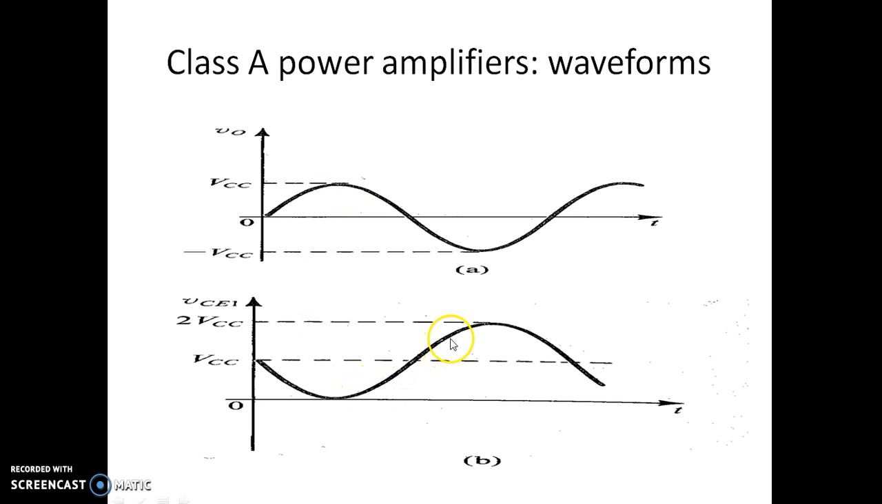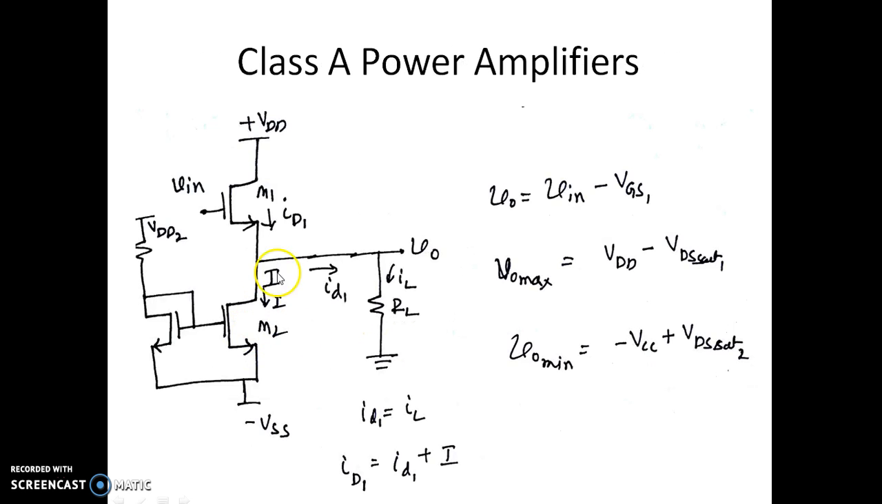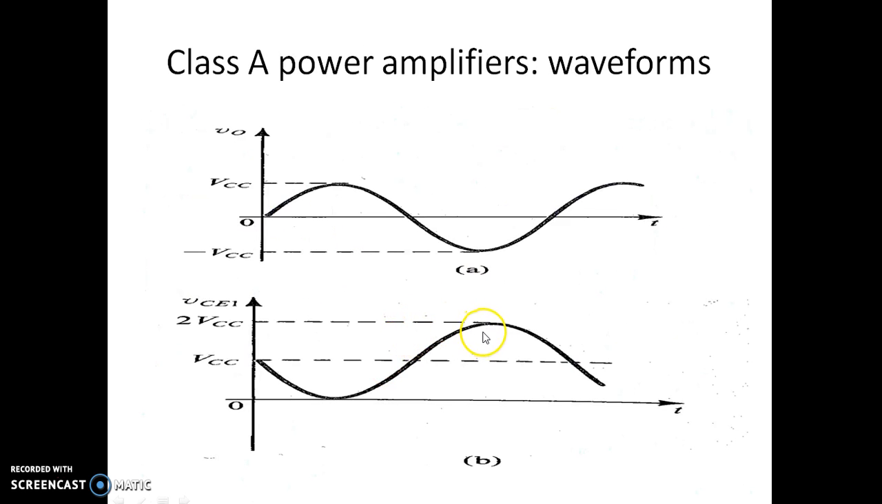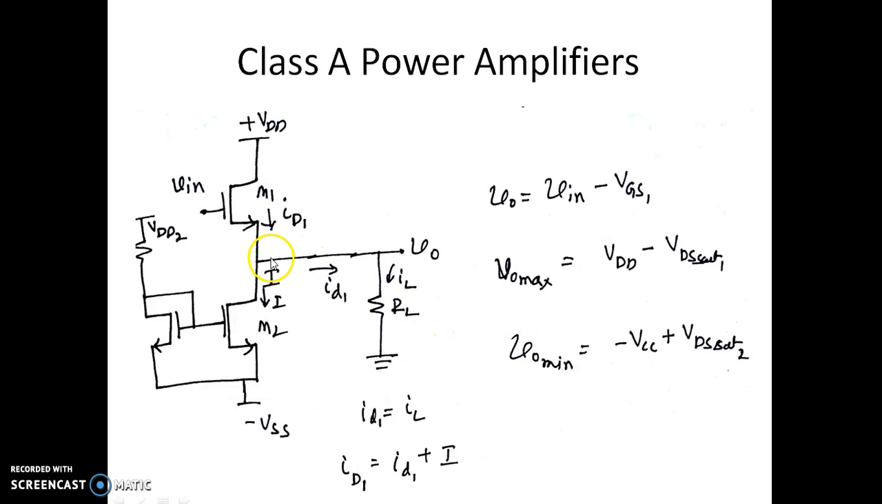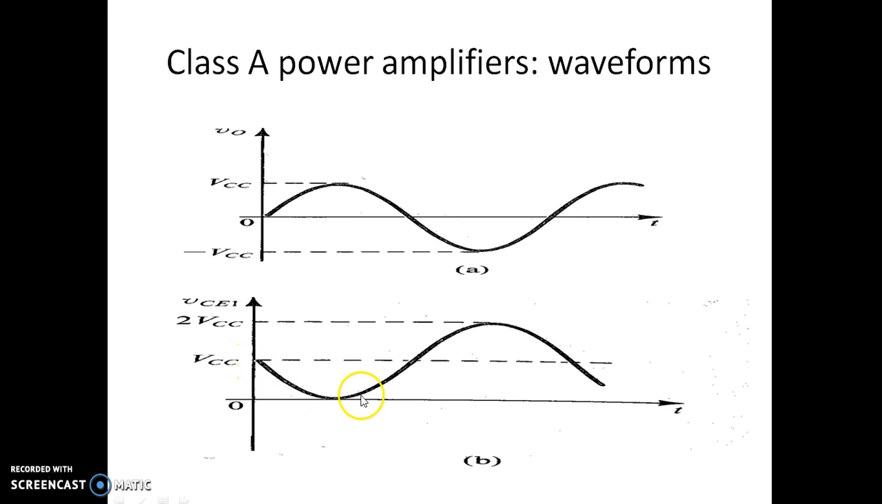Now again, when the output voltage goes to minus VSS, that is minus VDD here, the VDS of this M1 transistor becomes 2 times VDD. Why it becomes 2 times VDD is that the output voltage here is minus VDD and here it is plus VDD, so the difference becomes 2 times VDD. This is how VDS1 of the M1 MOSFET varies as the output voltage changes.